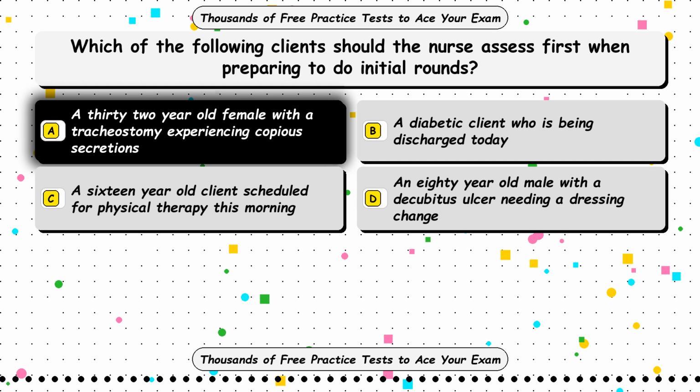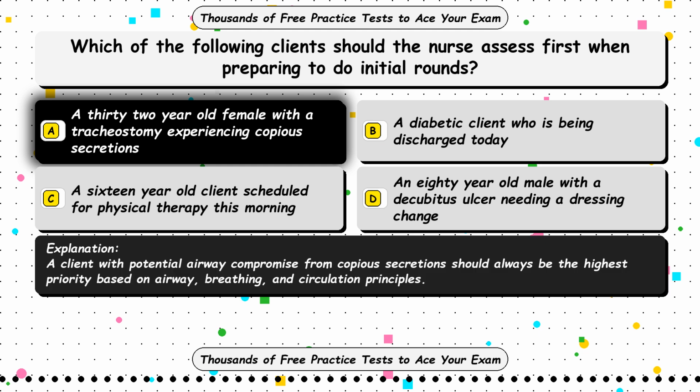The correct answer is option A, a 32-year-old female with a tracheostomy experiencing copious secretions. A client with potential airway compromise from copious secretions should always be the highest priority based on airway, breathing, and circulation principles.